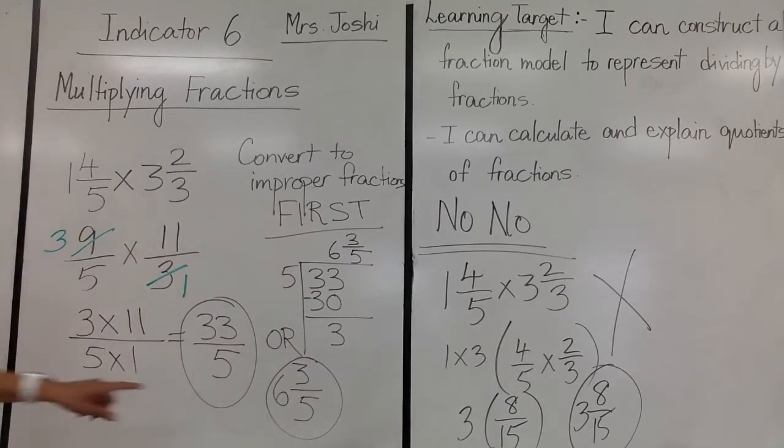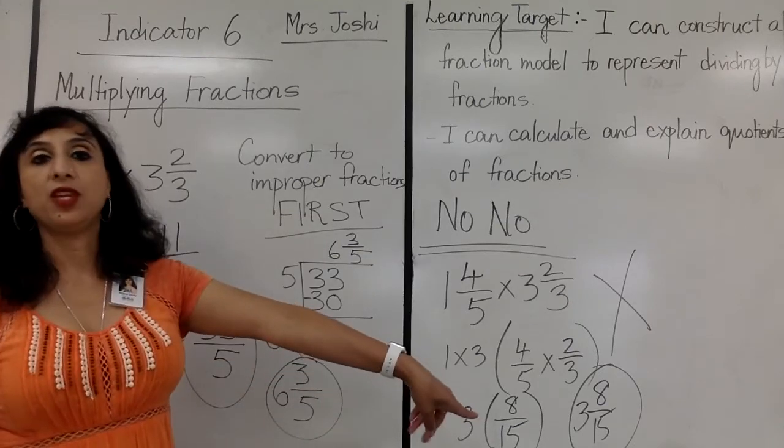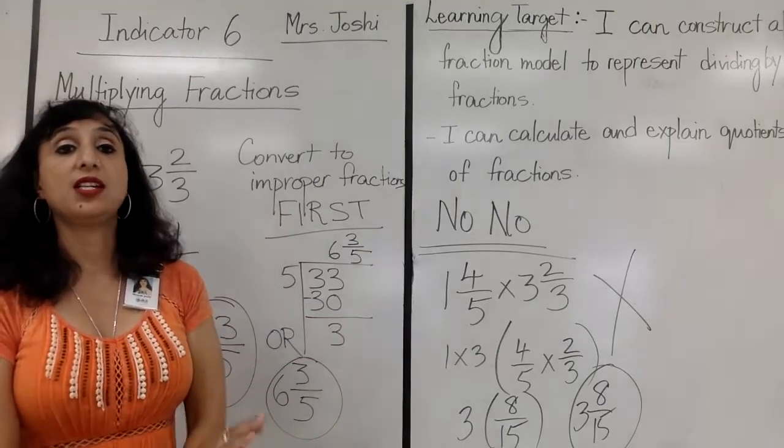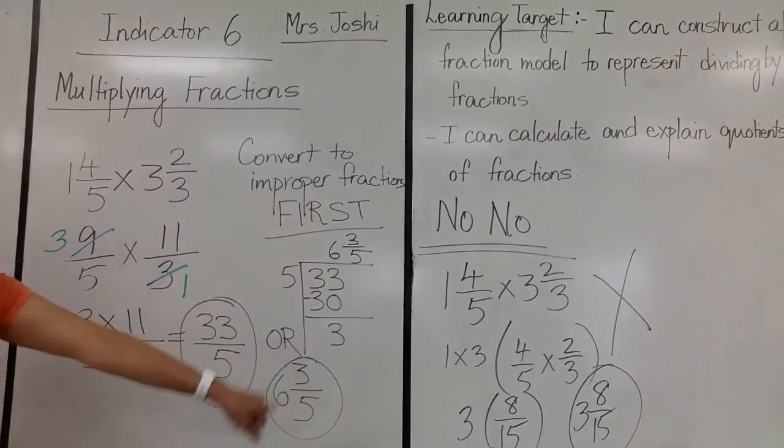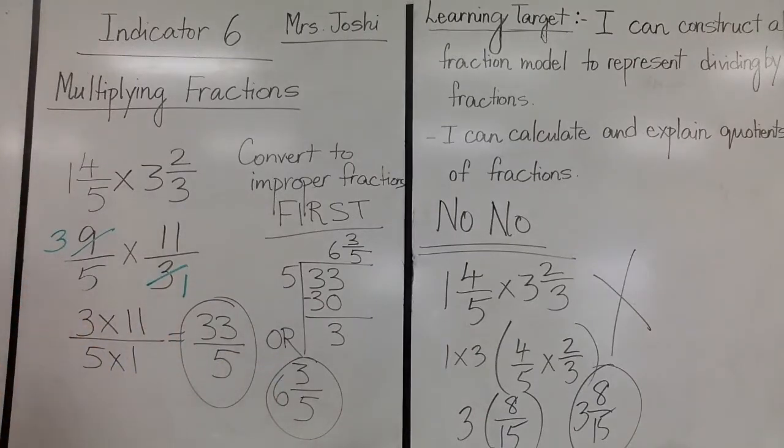Now, look at the difference. If you had done the incorrect way, you would have got 3 and 8/15, which is nothing close to 6 and 3/5. All right, so be very, very careful.